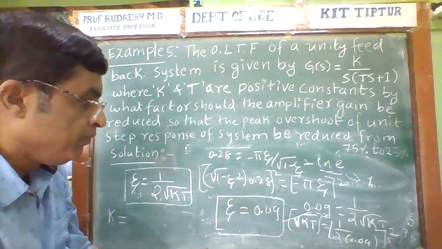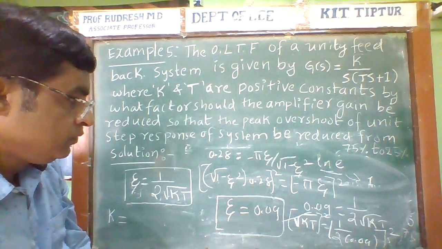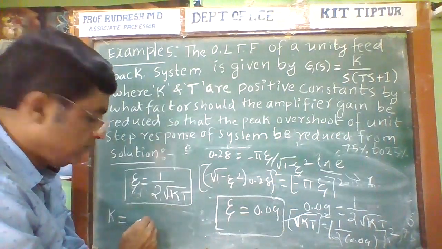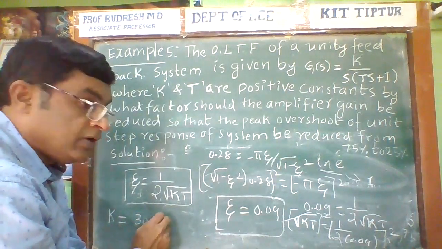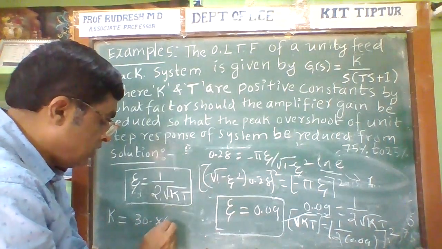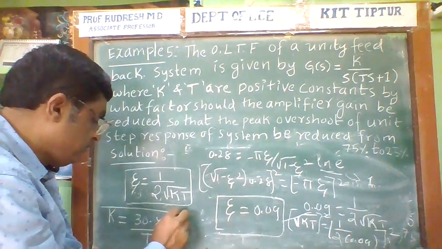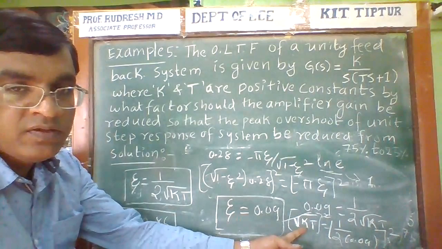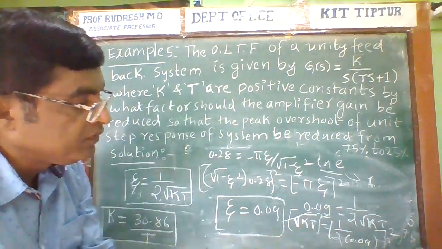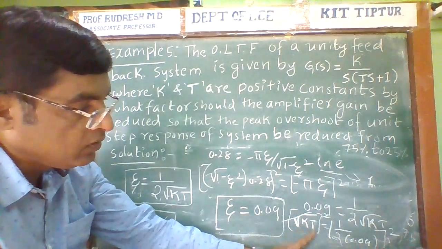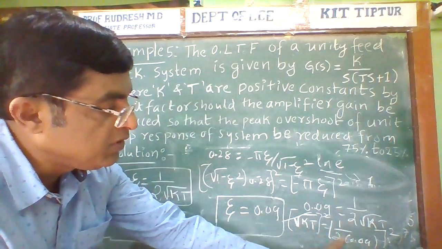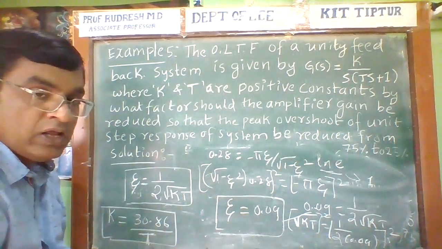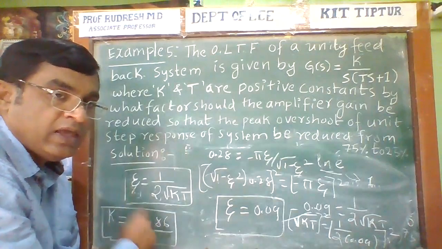Now what is the k? The k is equal to 0.30 divided by t. If you simplify this, k in terms of t will be k is equal to 1 divided by 2 into 0.9 into t. Then this can be written like this. So now this is the value of gain k.